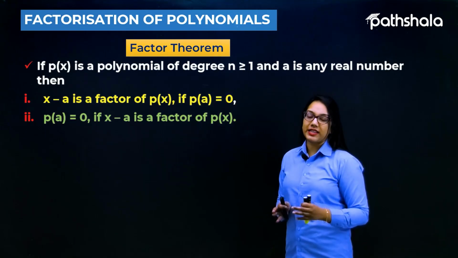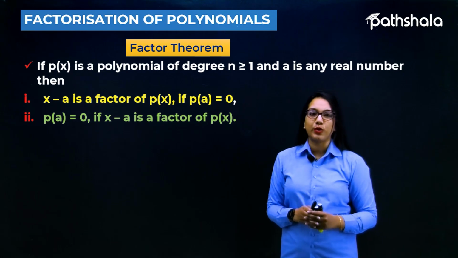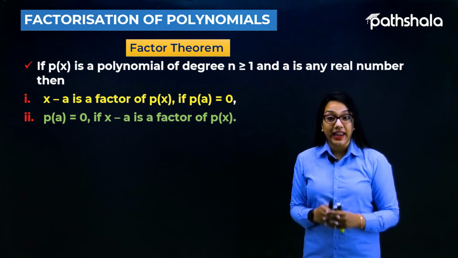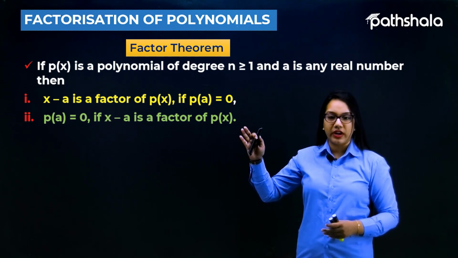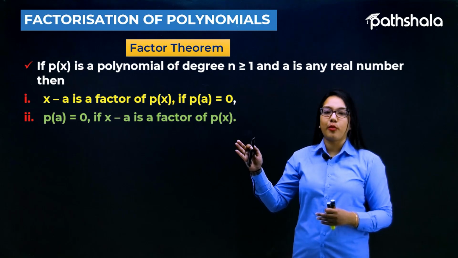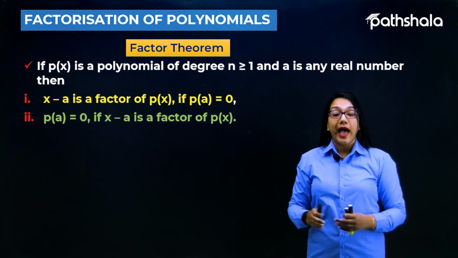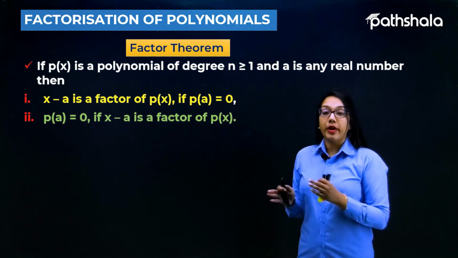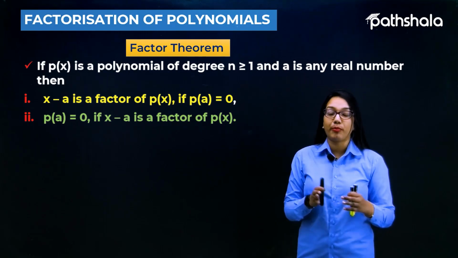The factor theorem says that if p(x) is a polynomial of degree n greater than or equal to 1, and a is any real number, then two conditions exist. The very first is that x minus a is a factor of the polynomial p(x) if p(a) is equal to 0, and the second part says that p(a) is equal to 0 if x minus a is a factor of p(x).